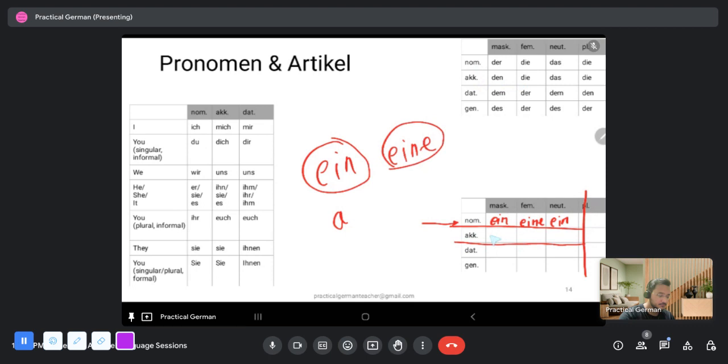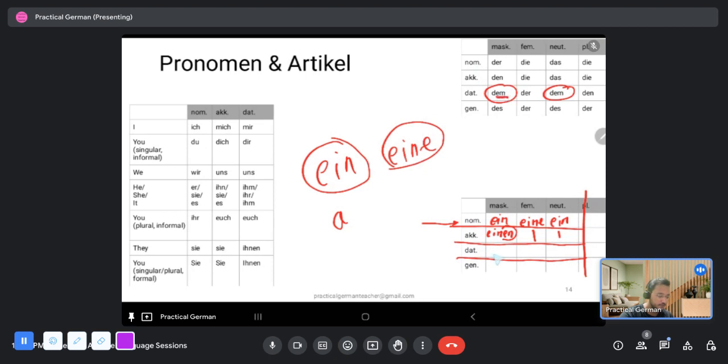Ein, einen, right? It will end with the sound of n, einen. And these two will remain the same, okay. Now, when you go from nominative to dative case, remember what I told you, masculine and neutrum will be the same, and they will end with the sound of m.